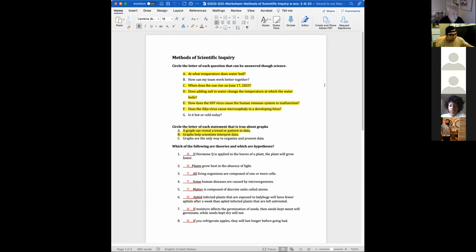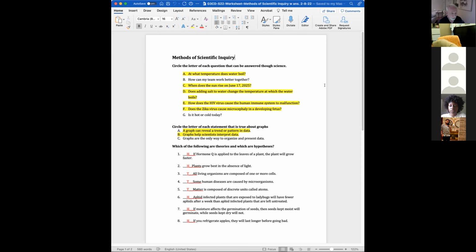And the second one, I think everyone got right, about graphs. And then which are theories and which are hypotheses. The first 2 are hypotheses. If a hormone is applied to leaves of a plant, the plant will grow faster. That's not well established. Plants grow best in the absence of light, certainly not well established.